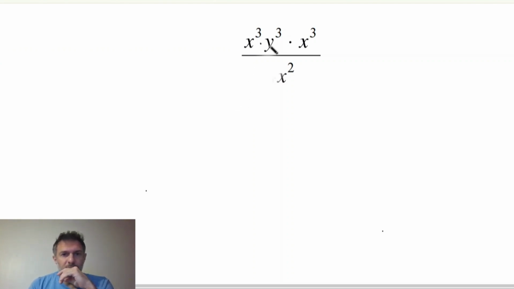So let's multiply the x to the third times x to the third first. Remember, we can multiply these in any order. I could basically interchange those 2 variables. So x to the third times x to the third is x to the 6th power. And then I have y to the third right next to it.